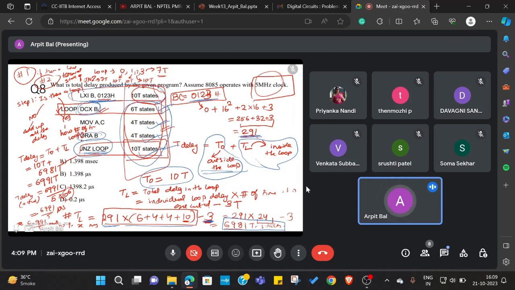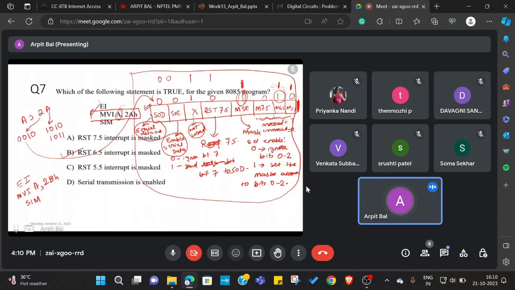Then we have the information, if we want to convert from T states to absolute delay in terms of millisecond or microsecond, that it is operated at 5 megahertz. So if it is operated at 5 megahertz, then the time period is 1 by 5 microsecond. So 1 by 5 microsecond is actually 1 T state. So 6991 T states will imply 6991 into 1 by 5 microsecond. Then we obtain 1.398 millisecond as the answer.